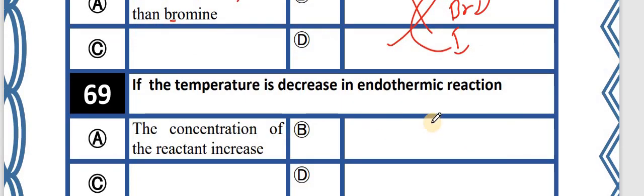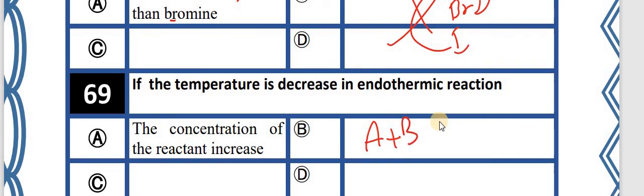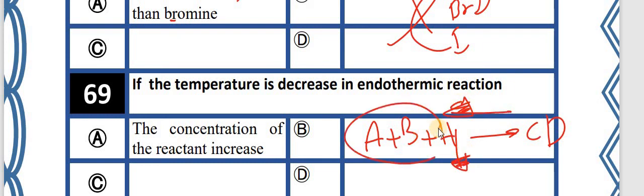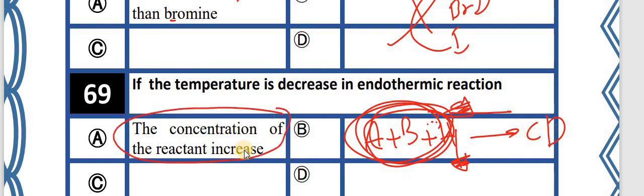If the temperature is decreased in an endothermic reaction, A plus B plus heat gives CD, for example. So when the temperature is decreased, the reaction goes to the left, and the reactant concentration increases and the product concentration decreases. Here from the choices, the concentration of reactant will increase. We make a balanced chemical equation or thermal equation, and we can get the answer.